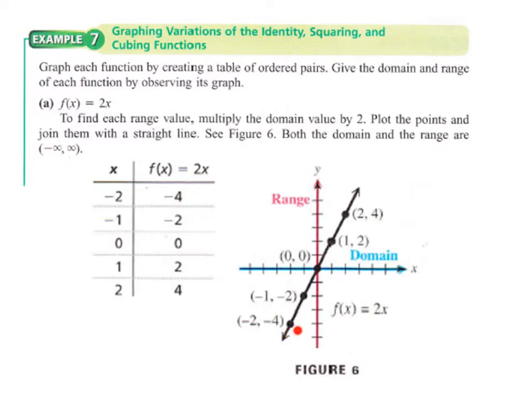This line has arrows on both ends, meaning that it goes forever down and to the left, forever up and to the right. There are no holes in this graph anywhere. So the domain and range both are -infinity to infinity. And that's true for any linear function like the f of x equals 2x.